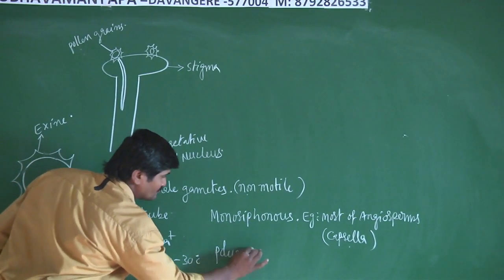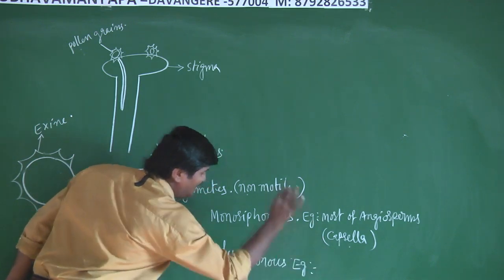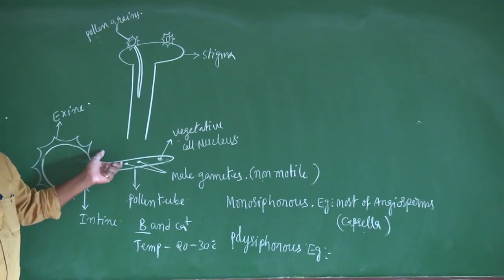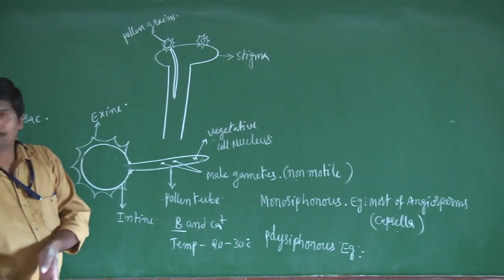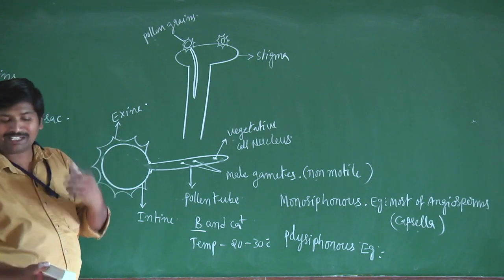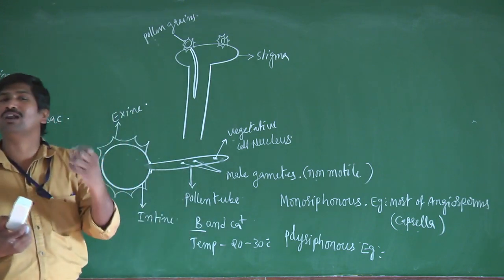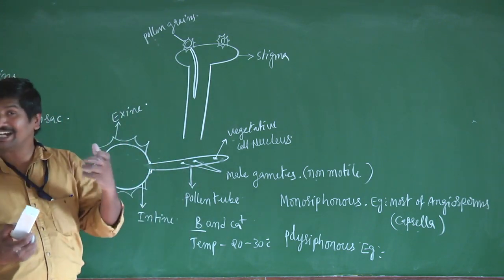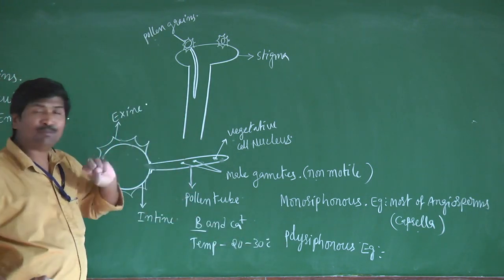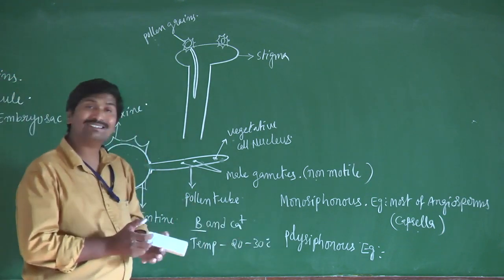polysiphonous. What is the meaning here? Poly means many, many pollen tubes. Many means a maximum of 3, because 3 germ pores are present in dicots. Generally one germ pore is present in monocots, monoporate, and triporate or poly. In polysiphonous, more than one pollen tube is developed from the pollen grain. That is known as polysiphonous.